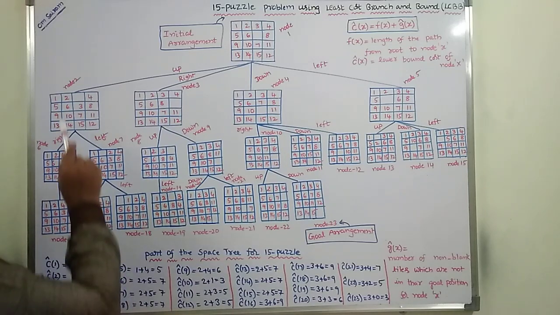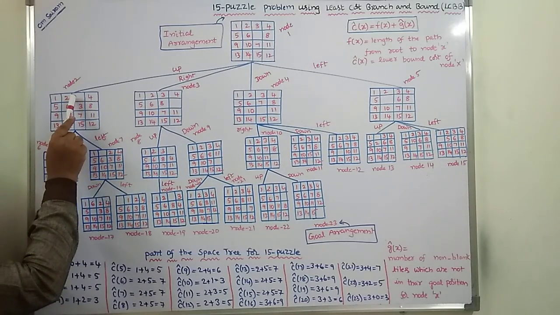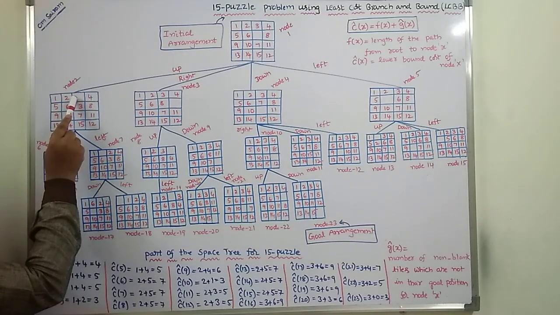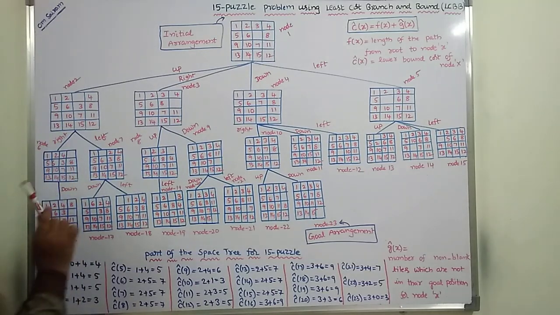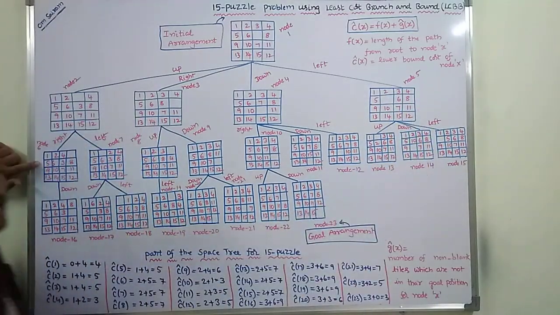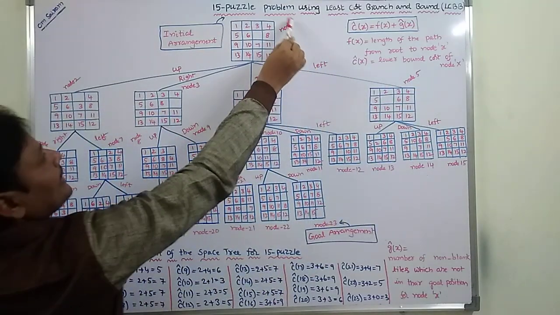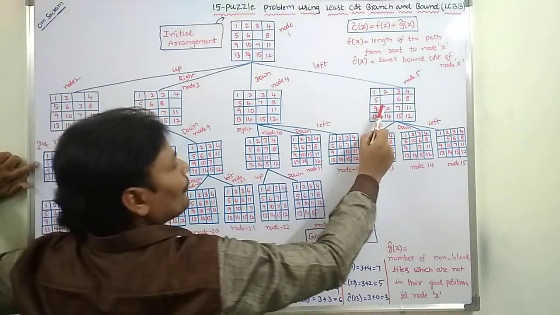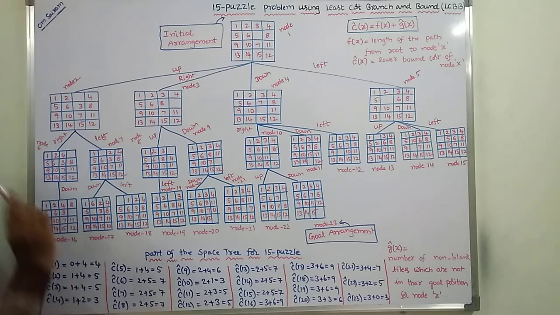Okay, next one. We have to take the right move. The empty tile can be moved to the right direction. So 4 can be moved to this place and the empty tile can be moved to this place. So this is the outcome we are getting. This is node 6 because node 5 ended in level 1. This is level 1 and this is level 2. Level 1 contains only node 1. Level 2 contains node 2, node 3, node 4, node 5. After that, in level 3, the first node is node 6.